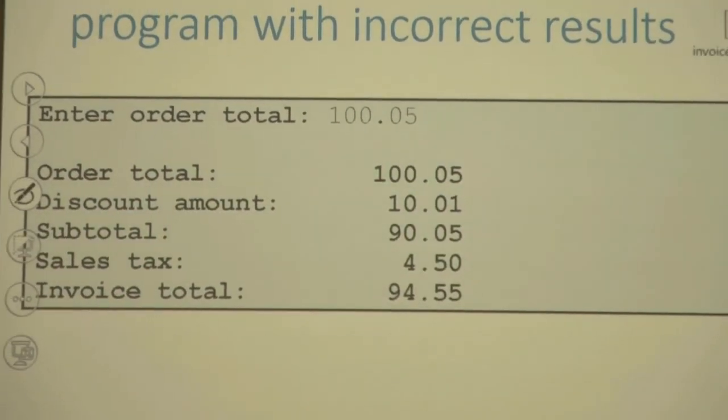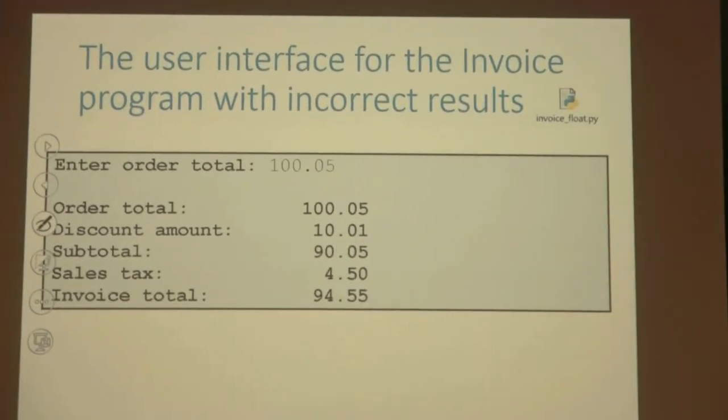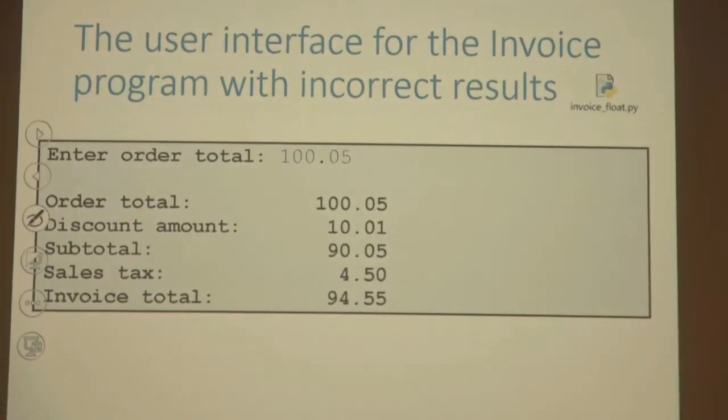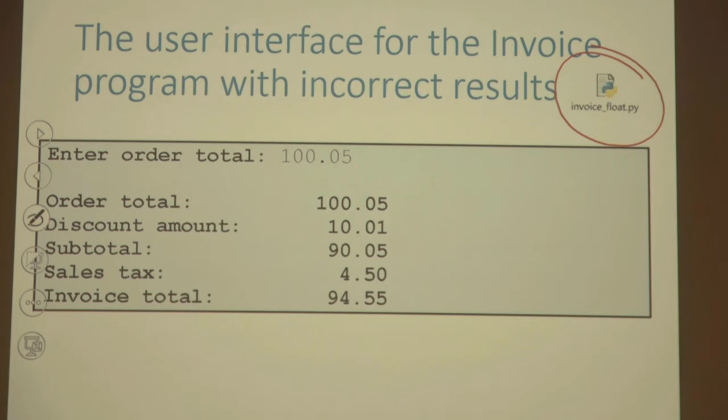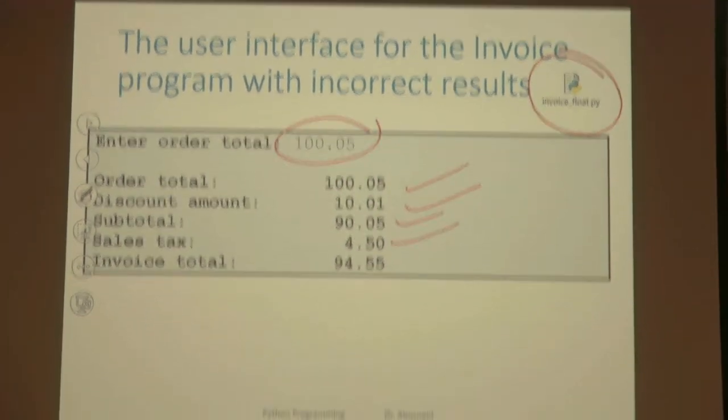All right, so this is a program here, the user interface for the invoice program. There is an invoice program, and by the way, it's given to you, so you could run it and go through it, see how it's written. That's how it runs. Enter the order total, whatever, 105. Then the order total here, the discount amount is 10%, the subtotal after taking the discount, and the sales tax, and that's the total here.